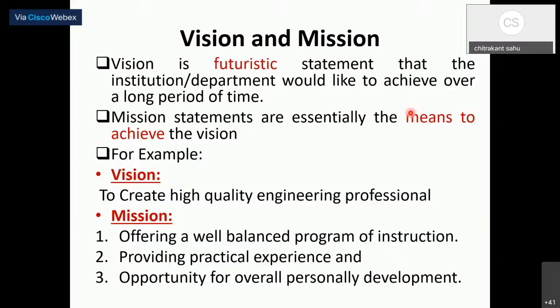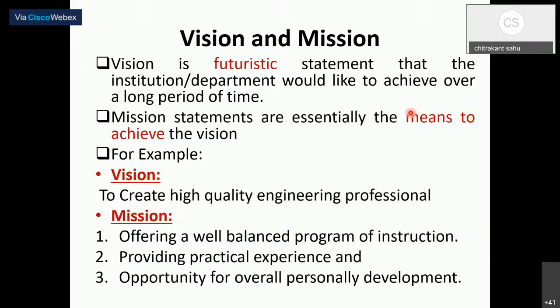Okay, and what is the difference between vision and mission? Mission is the means to achieve. Okay, with an example, let's say our vision is to create high quality professionals, high quality engineering professionals. Okay, so this is our futuristic statement.